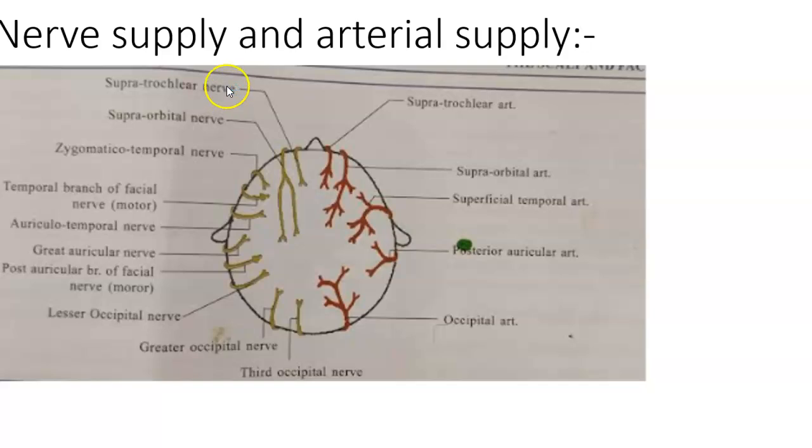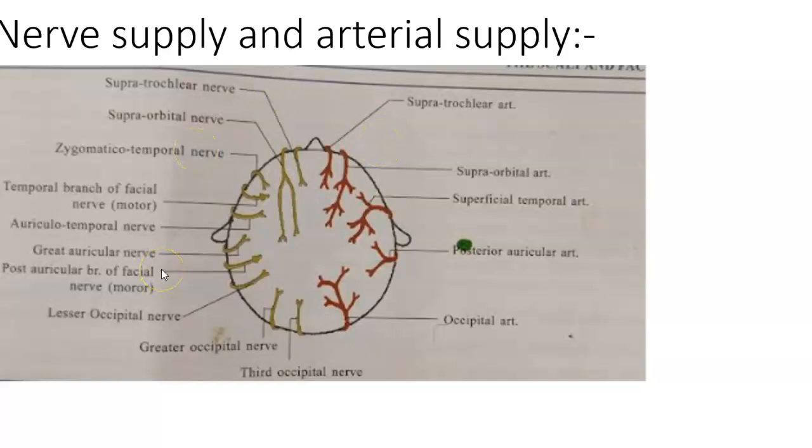These nerves are in front of the ear. There are 5 nerves in front of the ear and another 5 behind the ear, out of which one is motor. Let's go posteriorly. You have the greater auricular nerve, posterior auricular branch of the facial nerve, then lesser occipital nerve, greater occipital nerve, third occipital nerve. Clear? These 2 motor nerves are branches of the facial nerve, and the rest of the sensory nerves are branches of the mandibular nerve.